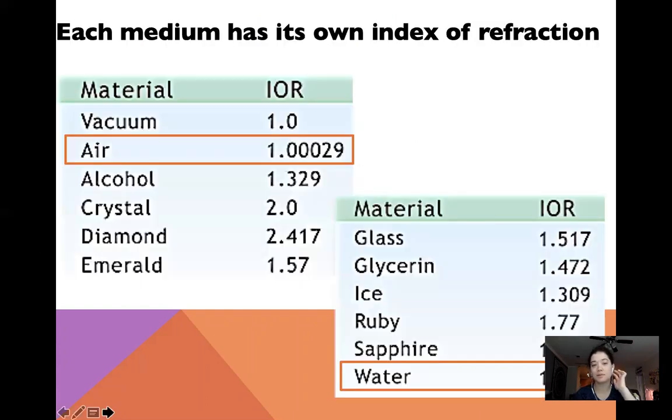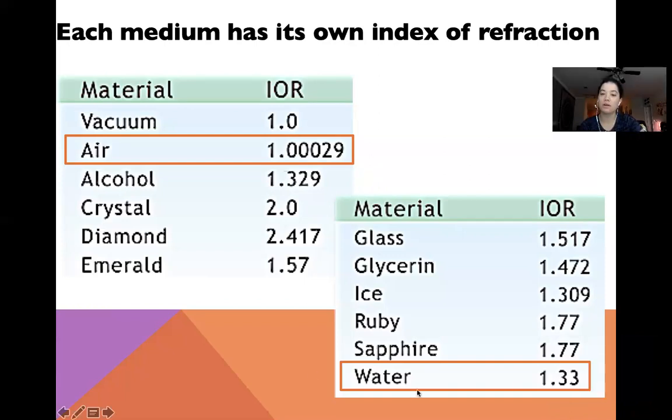So here are some examples. In a vacuum, the index of refraction is 1.0. In air, our index of refraction is 1.00029. A very slight difference, but that means that light rays travel a little bit slower in air than they do in a vacuum.